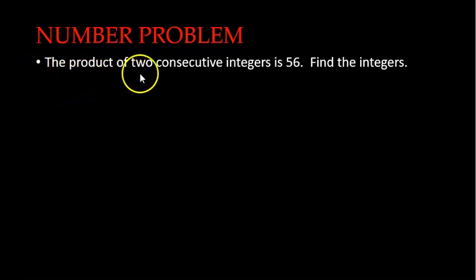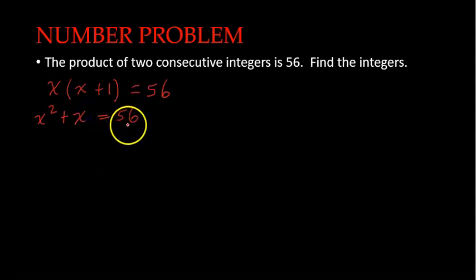The product of two consecutive integers is 56. Find the integers. Remember, when we work with consecutive integers, one integer is x and the other integer is x plus 1. So the product between the two consecutive numbers is equal to 56. Now, to solve the equation, we need to use the distributive property. x times x is x to the second power. x times 1 is x, equal to 56.